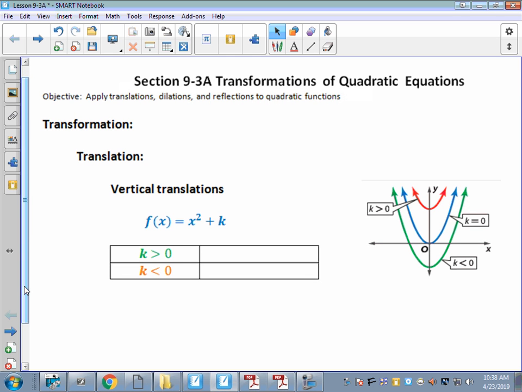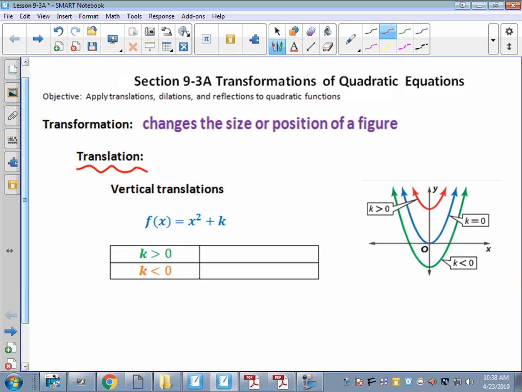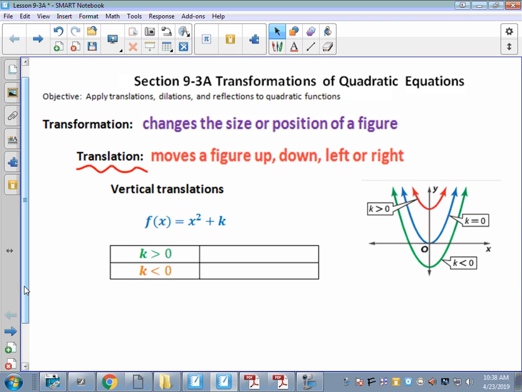So transformations of quadratic equations. We're looking at dilations, reflections, and translations. So what is a transformation? First thing is it changes the size or position of a figure. And the first one we're going to talk about is a translation. A translation basically is going to move a figure either up, down, left, or right.